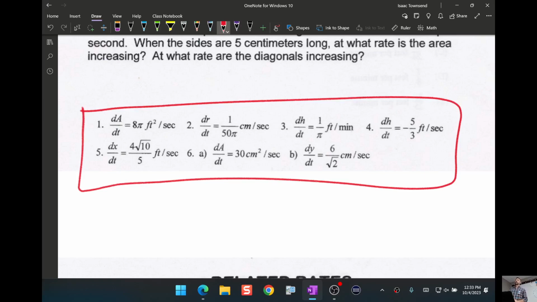The answers to the first 6 are down on the bottom of the page. So when you work question 1, if you don't end up with 8 pi feet squared per second, and you can't see why, then you should ask and let me help you. This skill just takes a lot more practice before you feel comfortable than implicit does. But you need to just feel like you're making progress. However much you struggle with question 1, hopefully a little bit less on question 2, hopefully a little bit less on question 3.